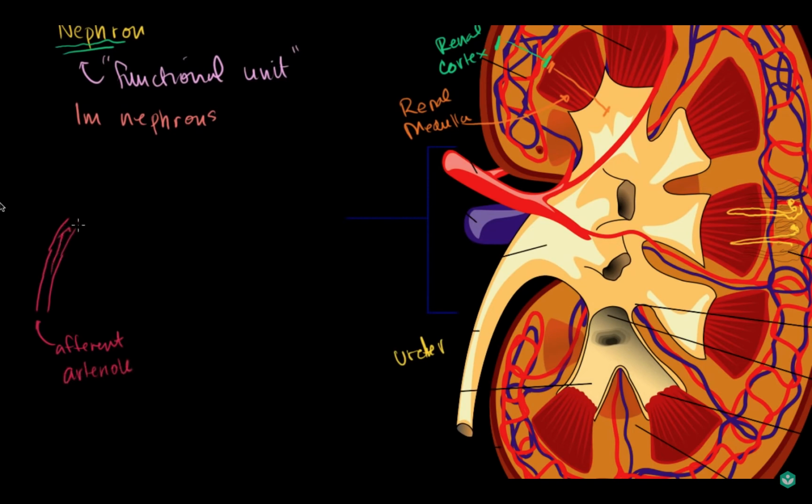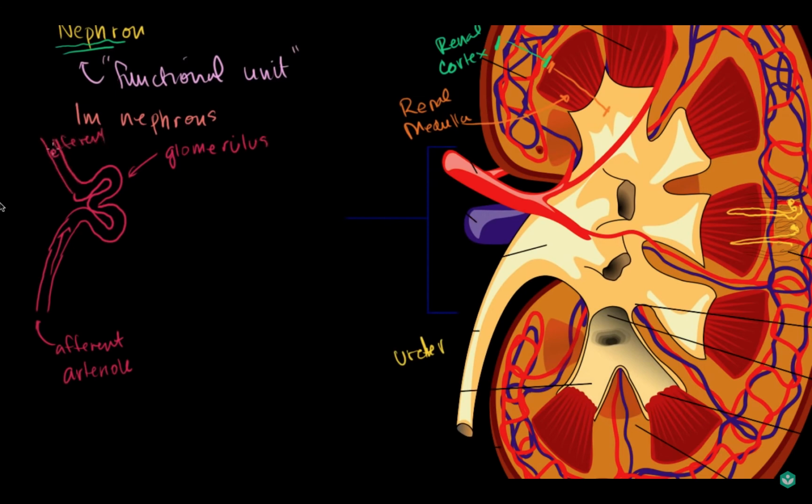Then it goes into this big windy place, and it really winds around like that. This is called the glomerulus. And then it leaves via the efferent arteriole. Efferent.